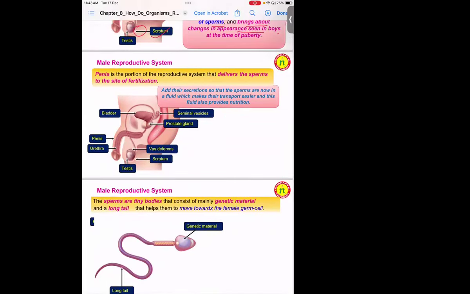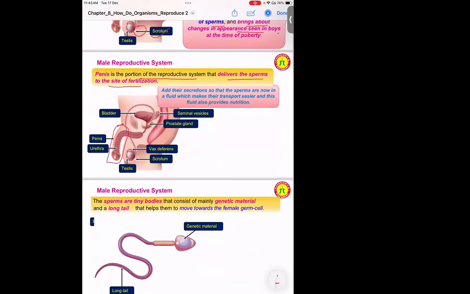Penis. It is the penis, children, okay? The penis is a portion of the reproductive system that delivers the sperm to the site of fertilization. If I talk about the whole body of the male, this secondary part, the penis, is the movable part which men can insert into the female part. So through this penis, they deliver the sperm to the site of fertilization.